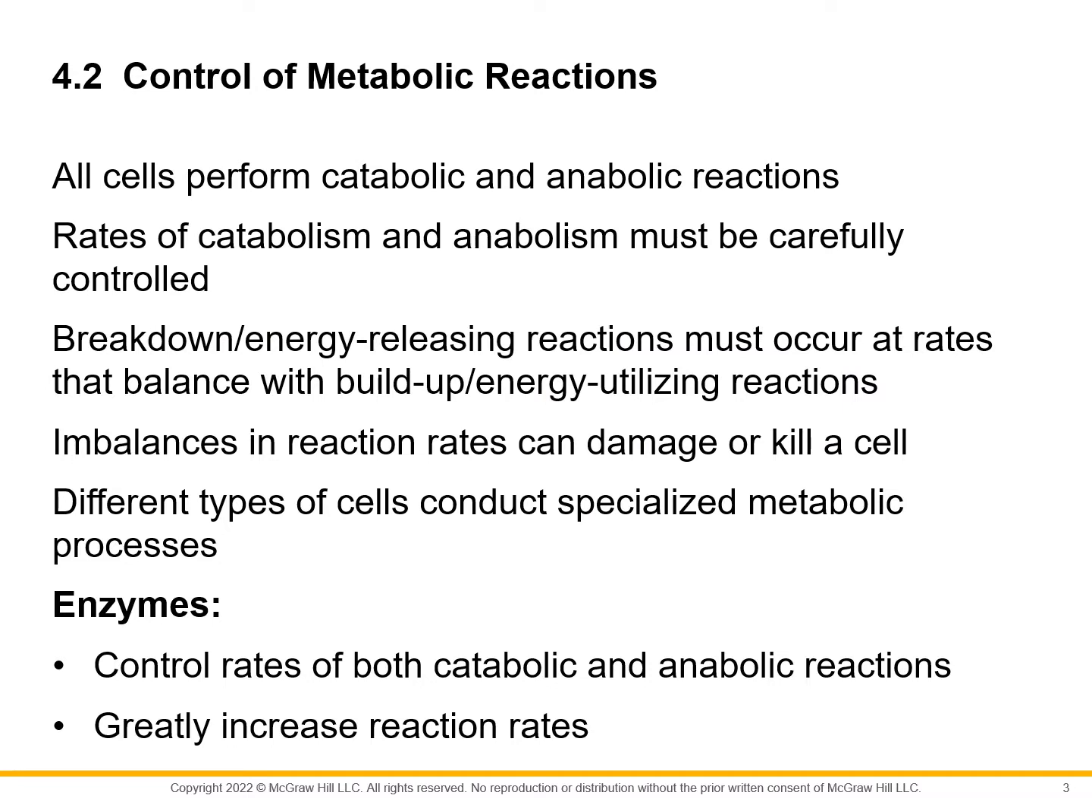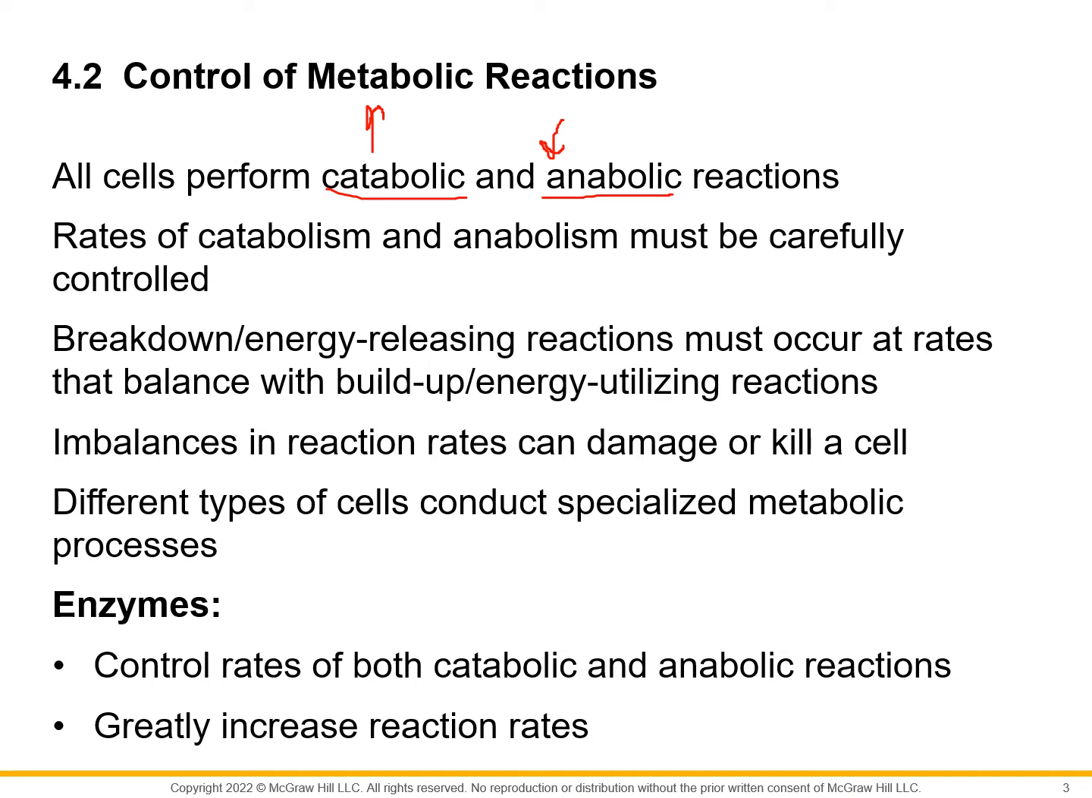Now, all cells, as it says here, perform both catabolic, breaking down, and anabolic, building up. Catabolic releases energy. Anabolic requires or absorbs energy. But the rates of these chemical reactions are very carefully controlled. Our body doesn't just want the chemistry inside of it to happen just because. We want to have a reason, so we control it. And the way we control it is through these things called enzymes.